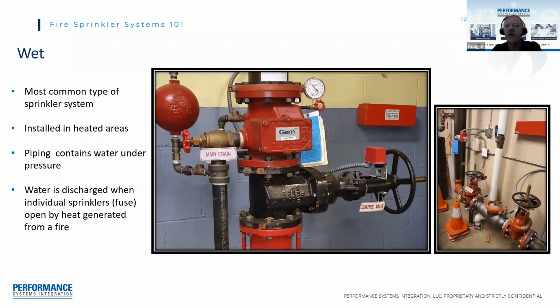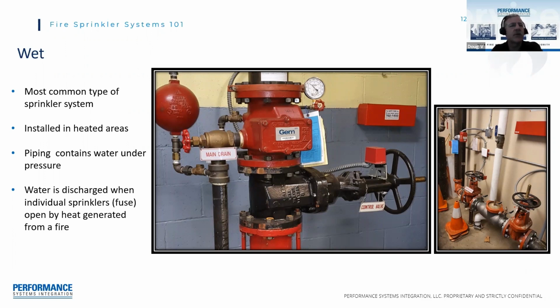Wet systems are the most common type of sprinkler systems. You'll find these in 90% of the buildings out there that are protected by fire sprinklers. They're installed in areas that are not subject to freezing, and your piping contains water at all times under pressure. So when the sprinkler head is fused, meaning the glass bulb breaks or the frangible element breaks, they call that fusing, the sprinkler will open and discharge water immediately.